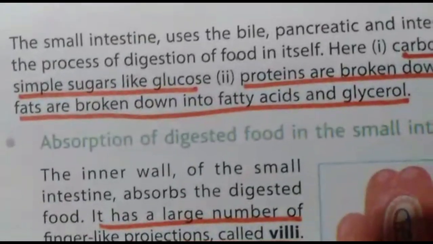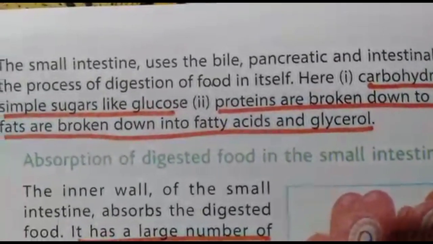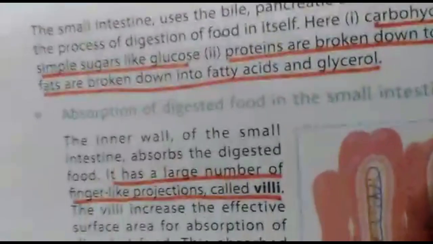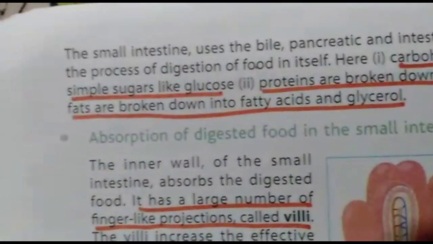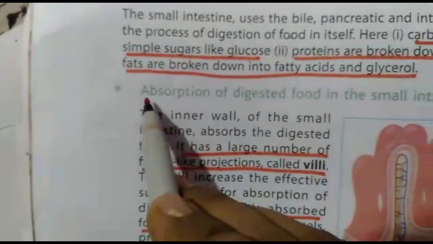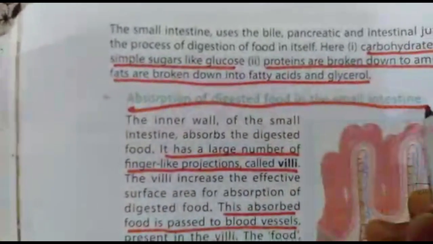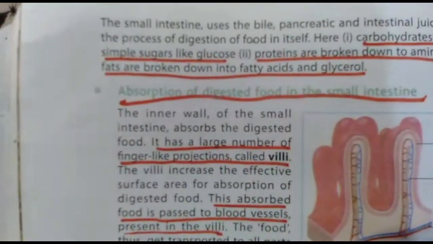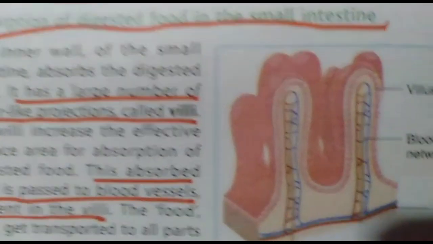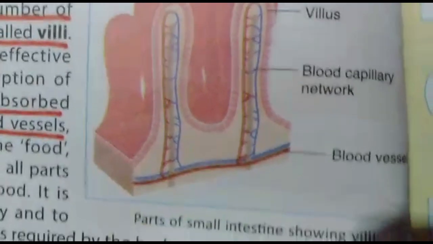Now the next topic is absorption of digested food in the small intestine. How does the food get absorbed in the small intestine? Because maximum absorption of food takes place where? Maximum absorption of food takes place in the small intestine. So how does this absorption take place? You are seeing a diagram here. It is the diagram of a small intestine.